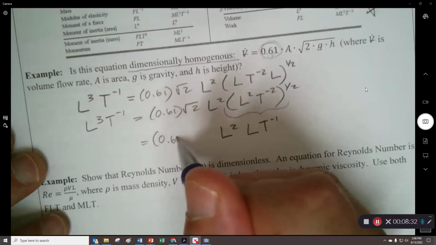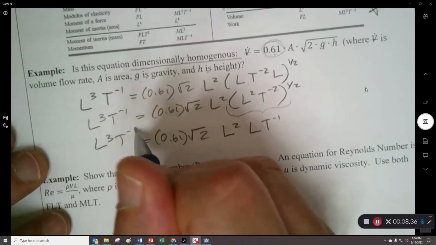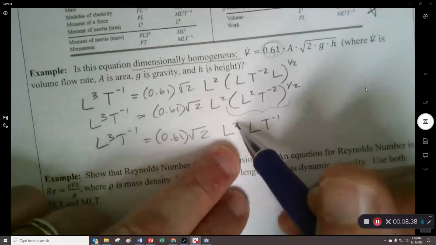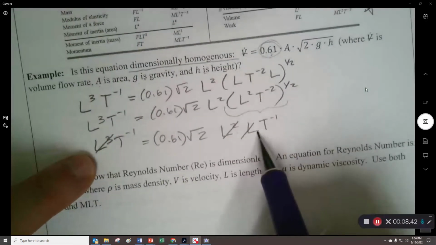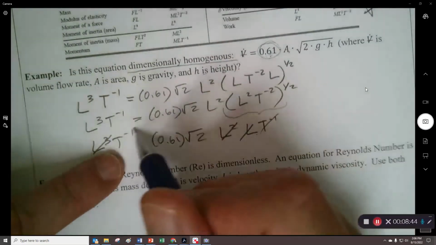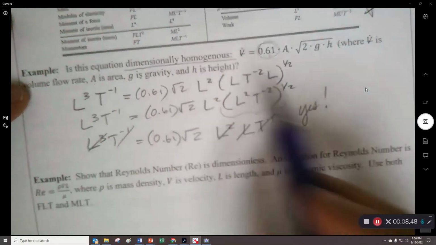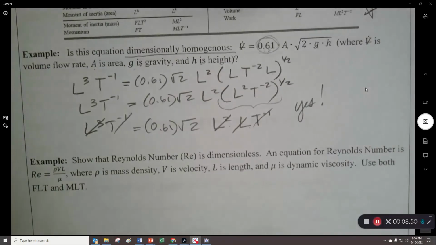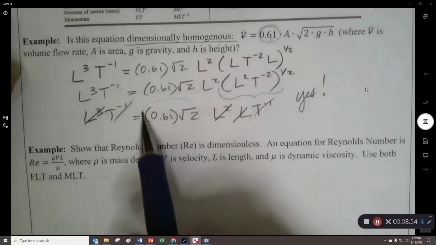I'll write this one down again, square root of 2. And this is L cubed T minus 1. But if you combine that with those, we'll see that those cancel out, and then you can see that those cancel out. So yes, it's dimensionally homogeneous. It balances out. You could do a lot with units.